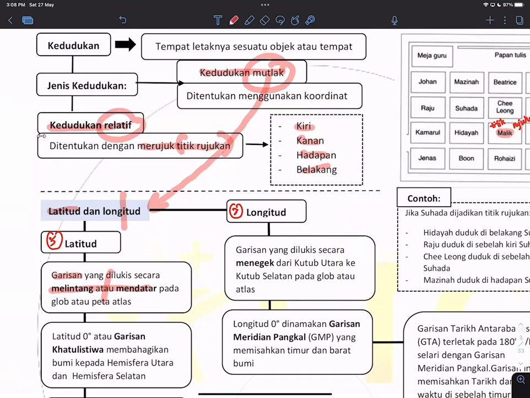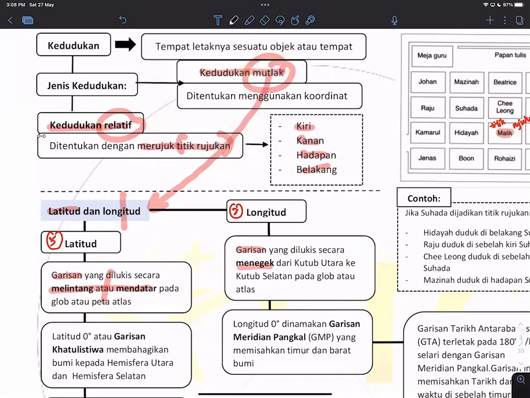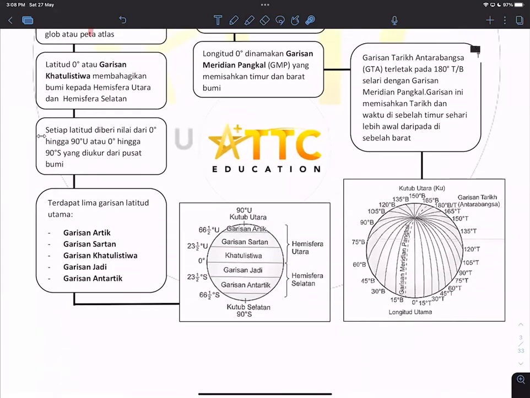So remember, longitude is garisan menegak. Remember, latitude is actually one full circle. So let's say we have the Arctic, Southern, Khatulistiwa, Jari, and Antarctic, right? The 5 lines of latitude are actually full circles around the Earth. Which line is longest, guys? Obviously it is the 0 degree line, Khatulistiwa, right? A lot of students didn't know how to spell Khatulistiwa.